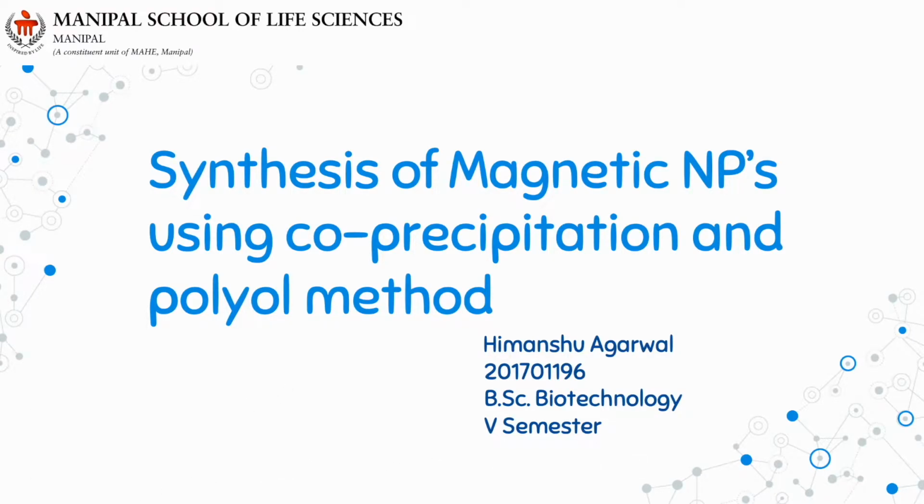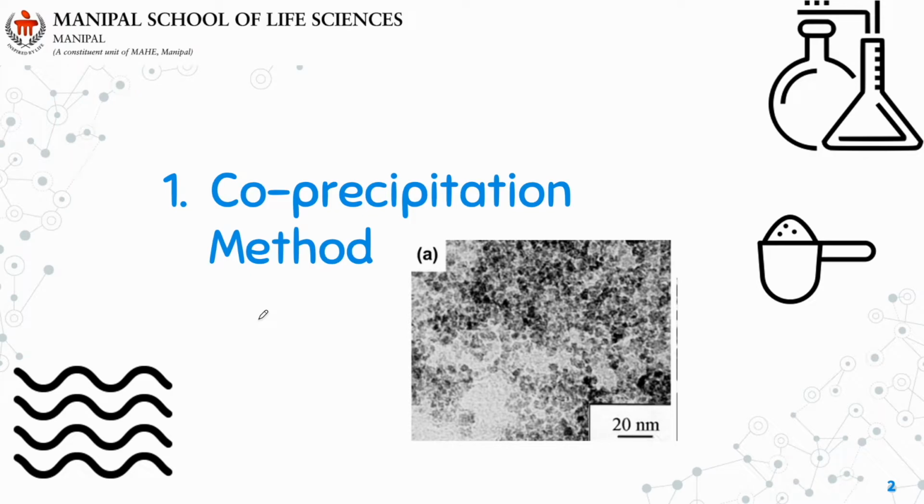So in this video, we'll be discussing two methods for the synthesis of magnetic nanoparticles. The first one being the co-precipitation method and the second one being the polyol method. First, let's discuss the co-precipitation method.